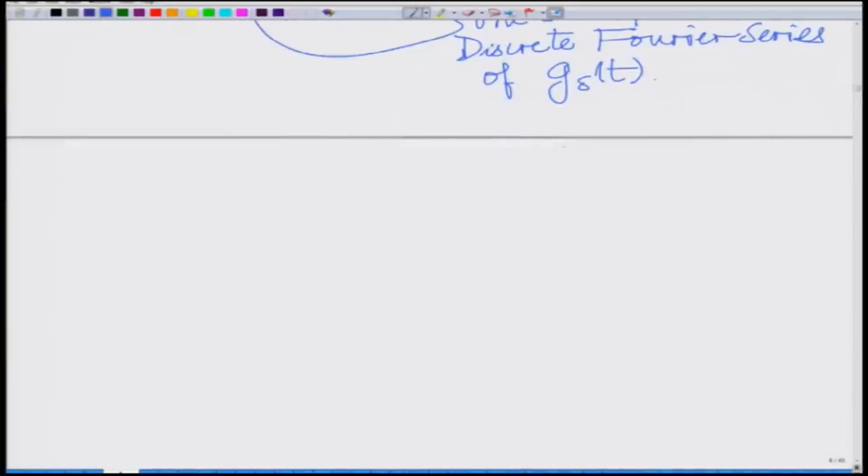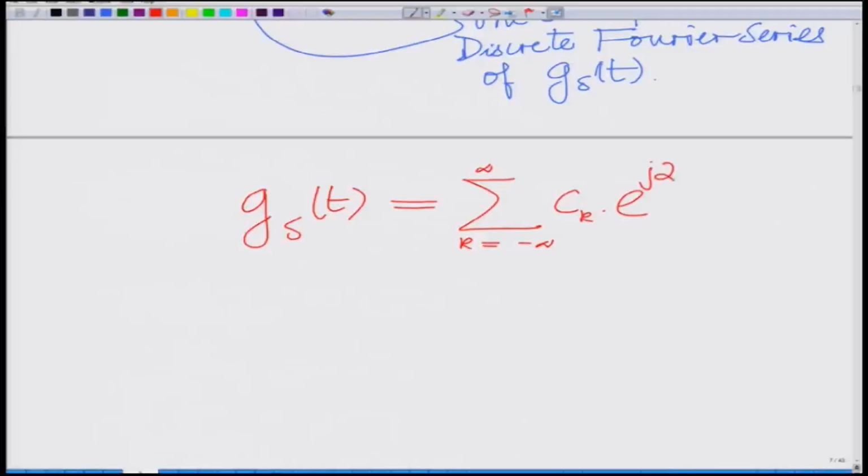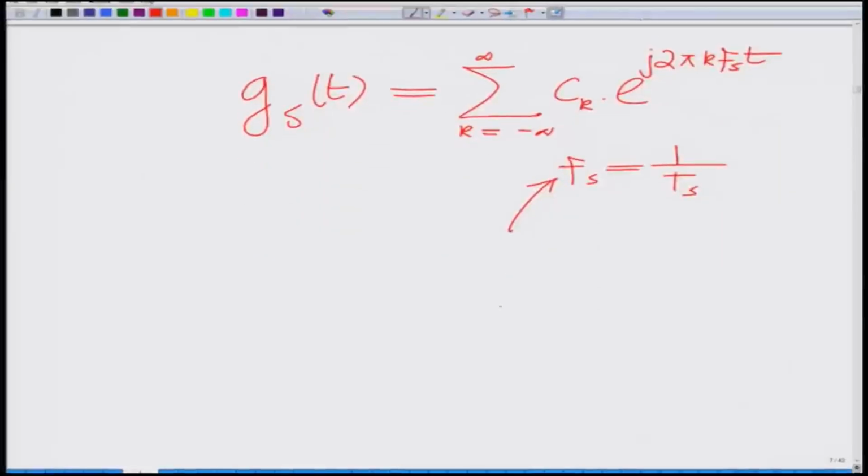So, let us express g_delta(t). It can be expressed as the summation, k equals minus infinity to infinity, of C_k e to the power of j 2 pi k Fs t, where Fs equals 1 over Ts. The sampling frequency is the fundamental frequency. The fundamental frequency is 1 over the time period, and the time period is nothing but the sampling interval Ts. Therefore, the sampling frequency Fs itself is the fundamental frequency.